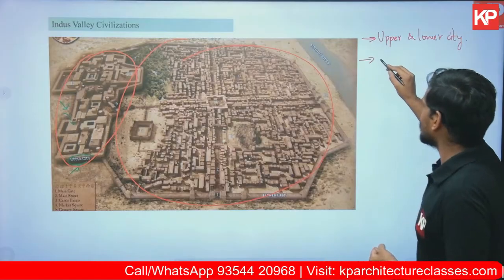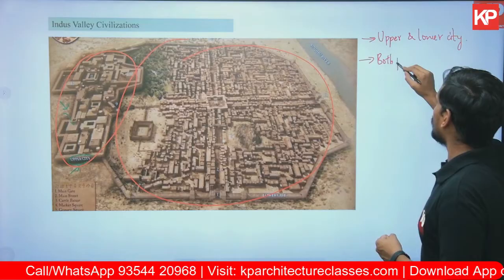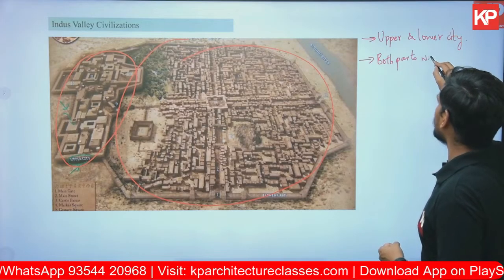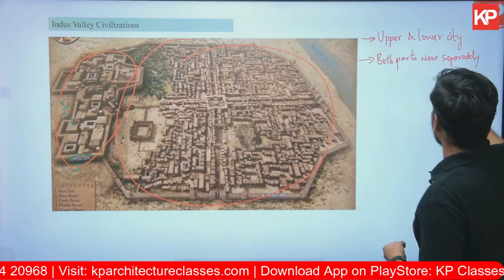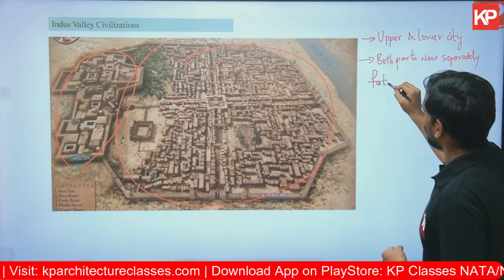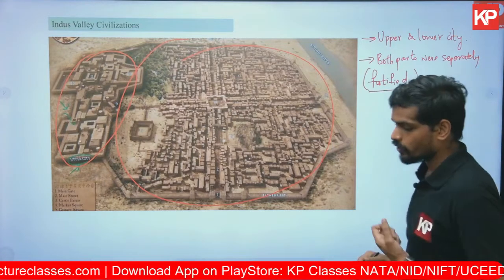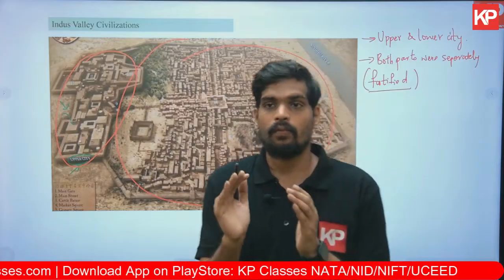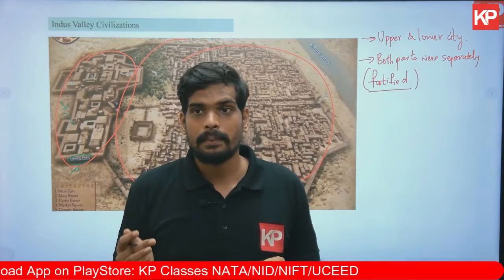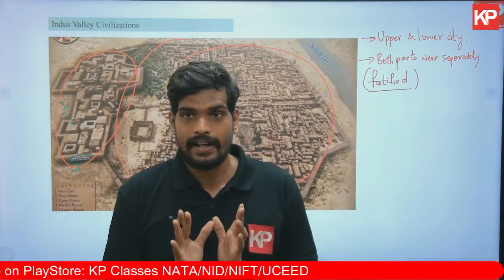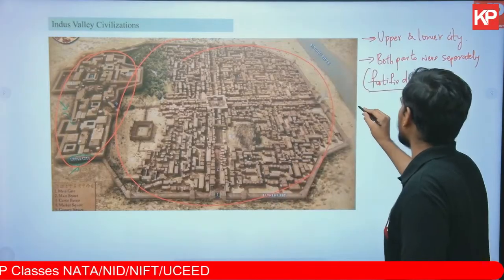Both parts of the city, what are the both parts? Upper city and lower city. Both parts were separately fortified. So remember, what is fortification or fortified? Fortification is nothing but large protective walls. You can make a note of that if you want to remember. Fortification is nothing but protective walls to protect from floods and to control the trade in the cities. So that was the reason for fortification. That is point number 2.